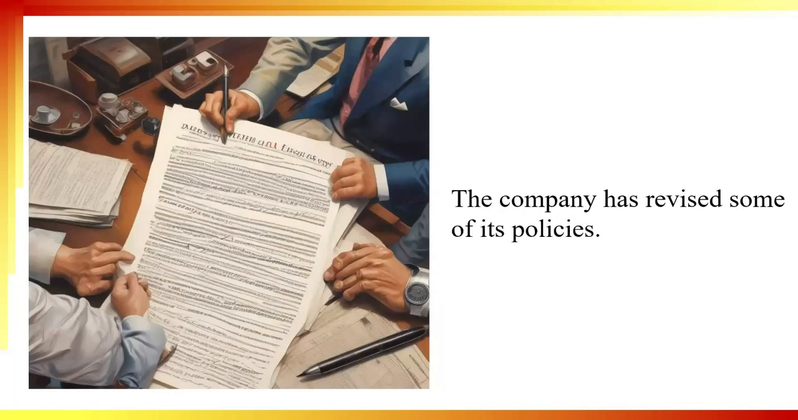Another example would be: the company has revised some of its policies. Here, we are referring to the policies of the company. Because the policies belong to the company, there is a kind of ownership over here. Hence, the word its will not have an apostrophe. But the big question is, when do we use an apostrophe with the word its?